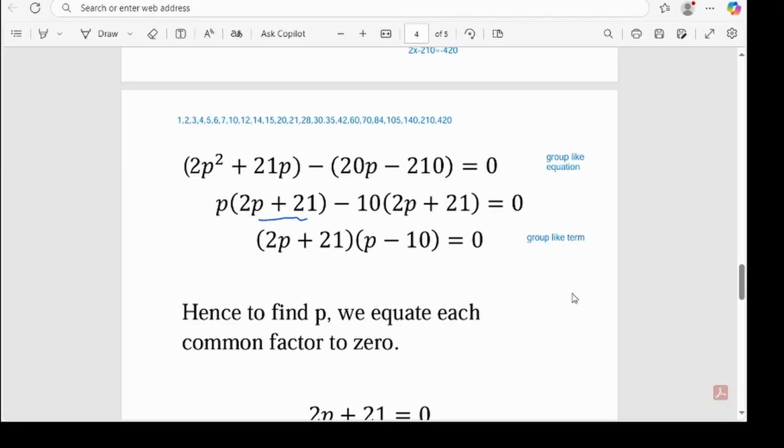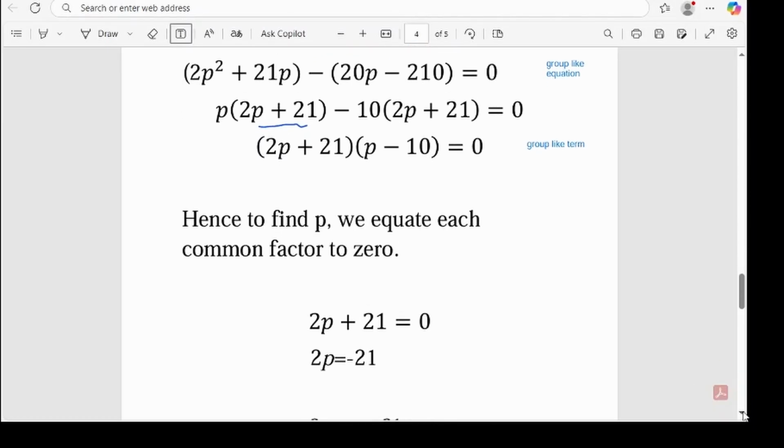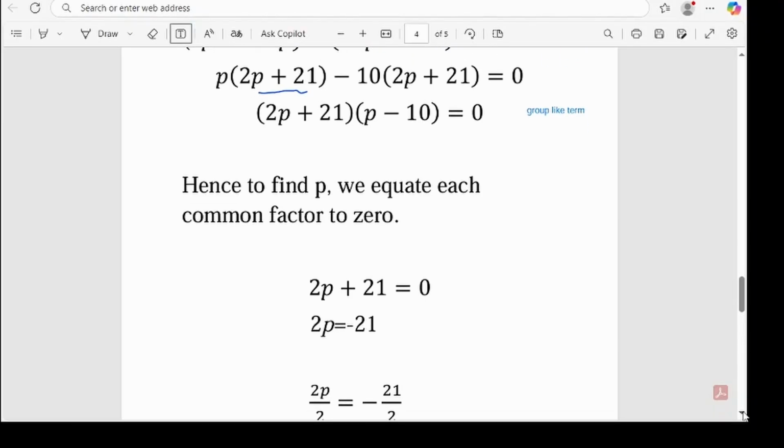So we equate each common factor to 0. Hence, to find p, we equate each common factor to 0. 2p plus 21 is one common factor. So when we equate it to 0, we get 2p plus 21 is equal to 0. Remember the rule I said earlier on, that whenever a number jumps the equal to sign, it changes its form. If it's negative, it becomes positive. If it's positive, it becomes negative.